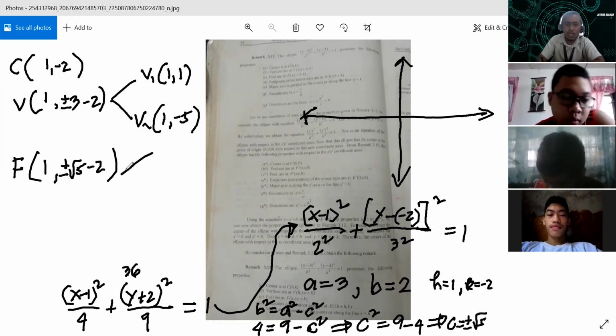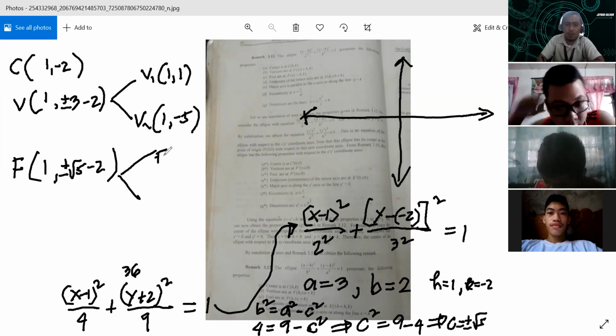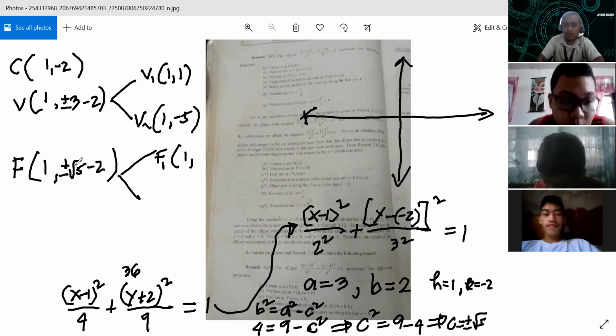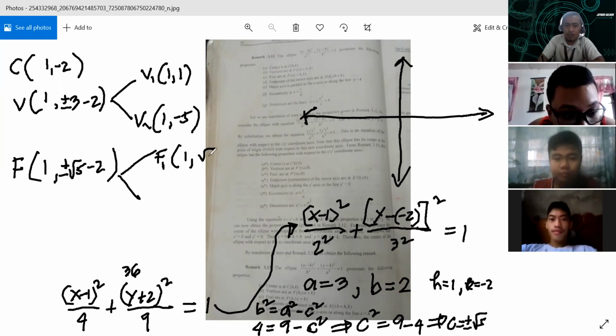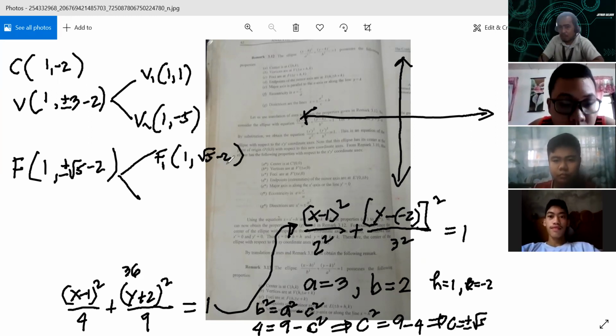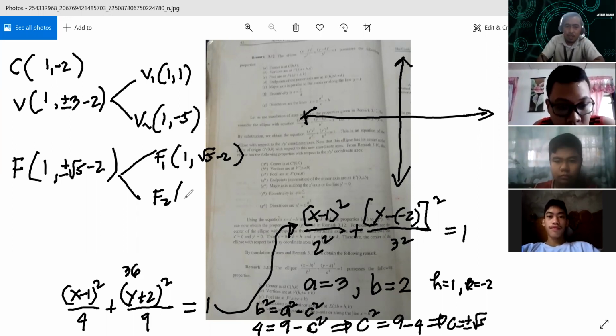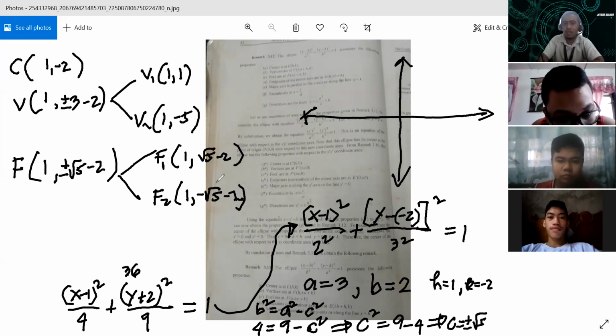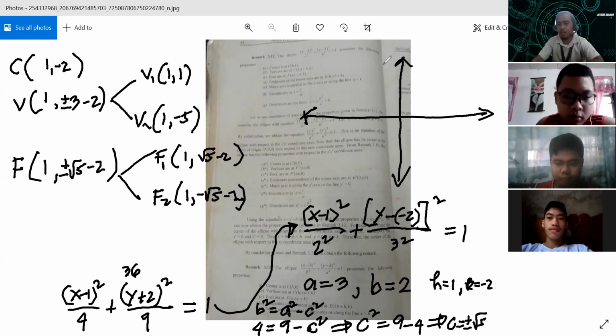So the foci that you have are: focus 1 is 1, comma, for the positive, square root of 5 minus 2, because you cannot combine them. You simply copy them. The focus 2 should be for the negative: 1, comma, negative square root of 5 minus 2. These are the foci.